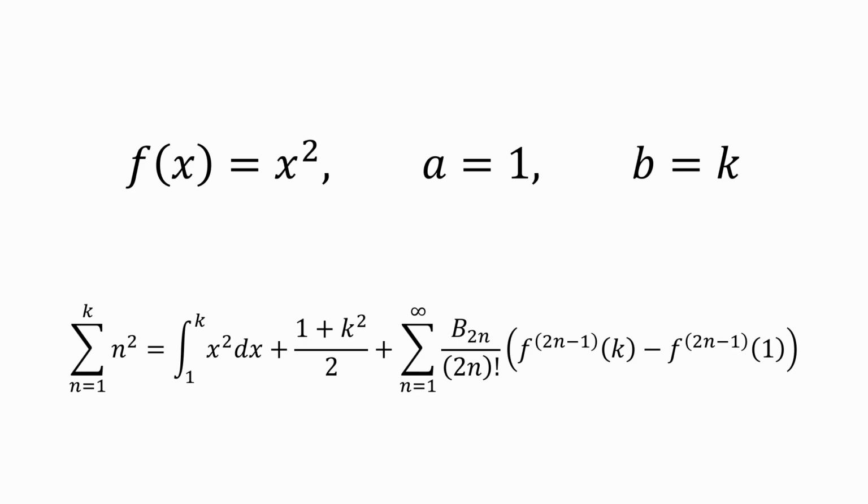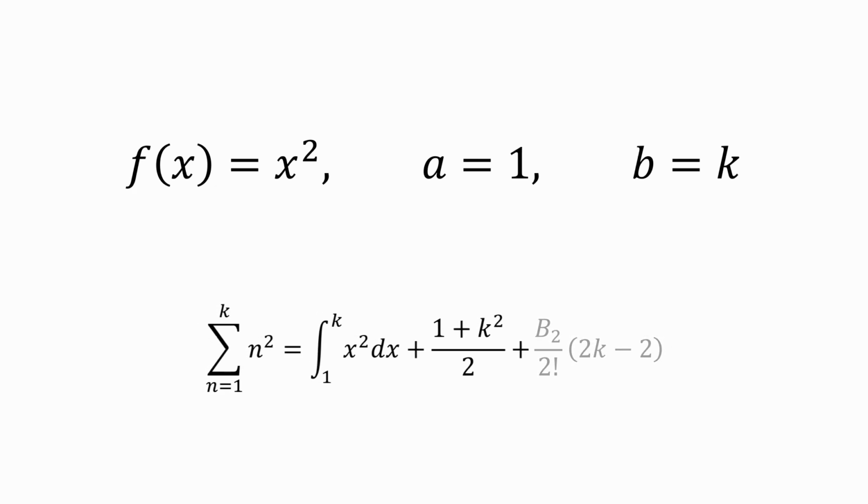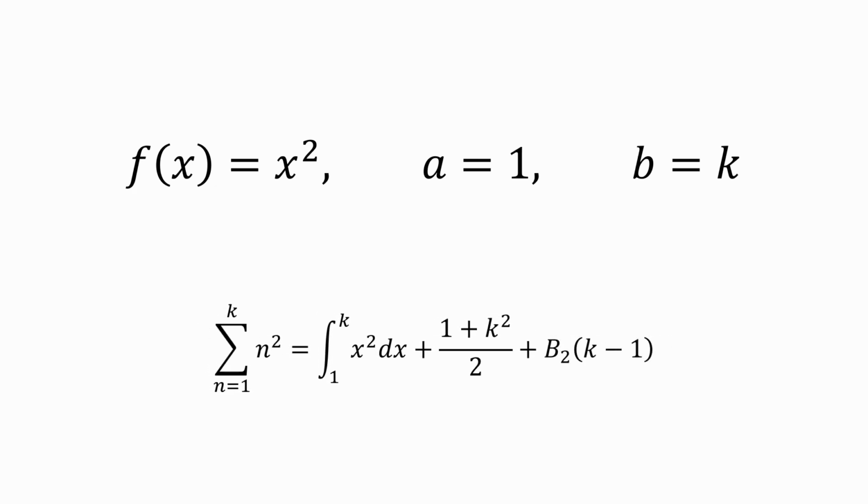Let's put the things at the top into our formula and see if it gives us the right answer. Before we can do that though, we need to deal with the derivatives inside the infinite sum. We need the first, third, fifth, etc. derivatives, the odd derivatives. The derivative of x squared is 2x, the second derivative is then 2, the third derivative and all derivatives after are 0. This means that all of the terms of the infinite sum, except the first, will vanish. We can now apply that f prime of x equals 2x. And B2 is 1/6.